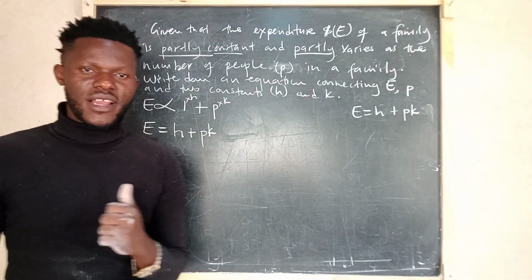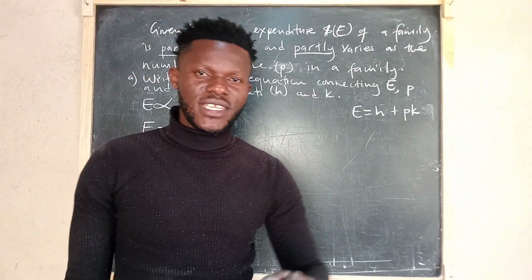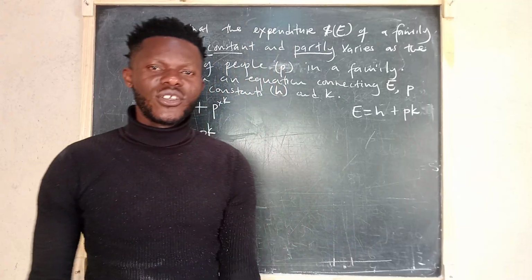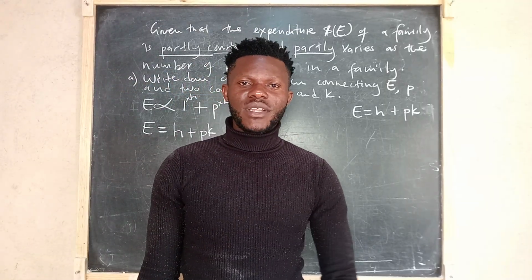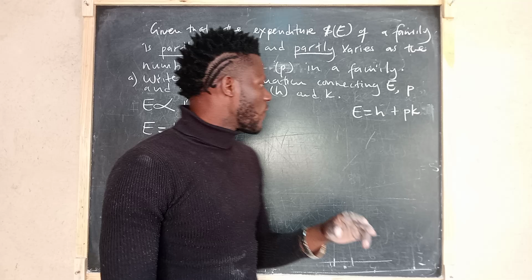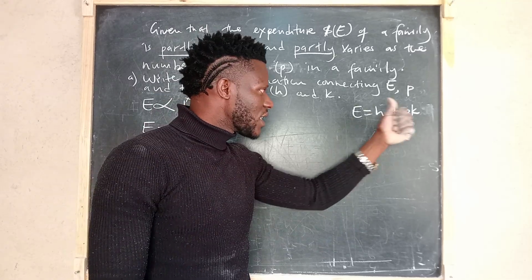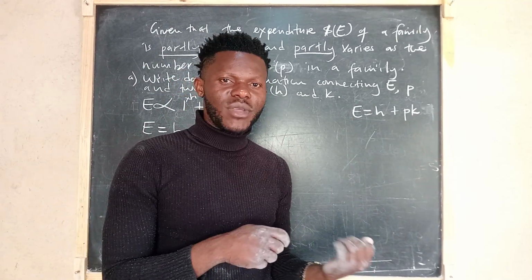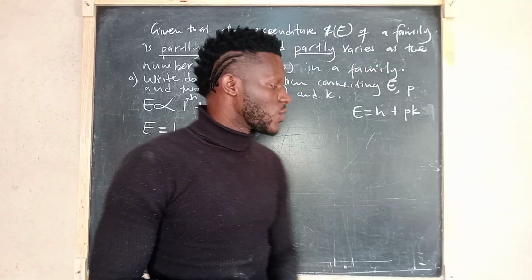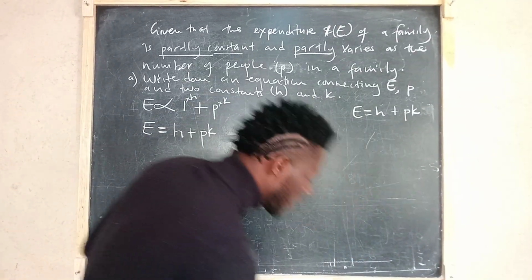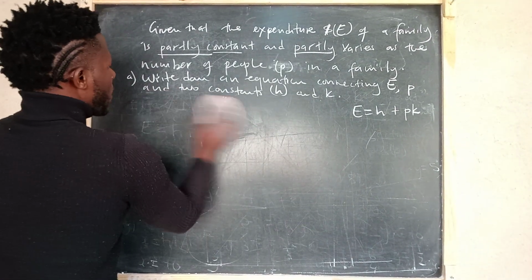After having the formula, we need to find the value of the constants H and K. And in order for us to do that, we must be presented with two sets of complete variables: expenditure, number of people, another set, expenditure given, and the number of people. So we formulate simultaneous equations like this.